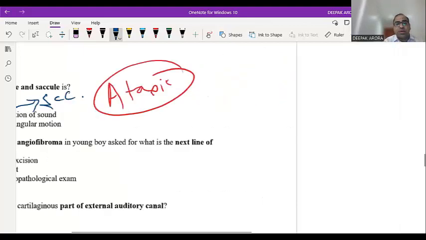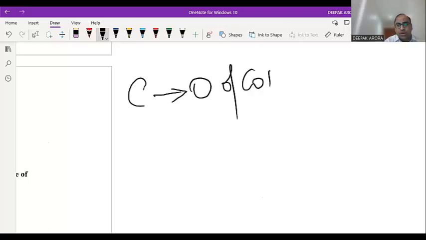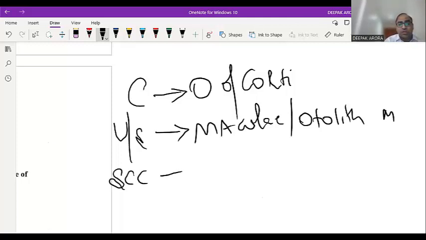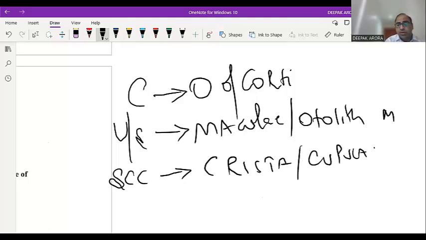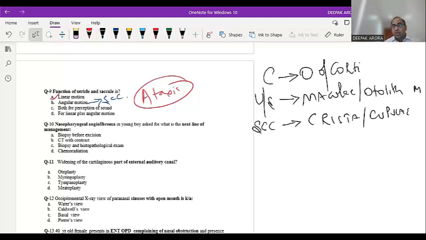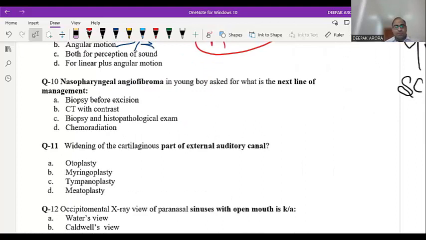That is revised in a nice way again because I'm expecting one MCQ. Organ of Corti is the organ of cochlea. In the utricle, we have macula and otolith membrane. All these words are related with the utricle. And if the examiner asks you about the semicircular canal, the crista or cupula, these are the sensory membrane. So the utricle is related with your linear balance, semicircular canal related with the angular balance. Question number 10.